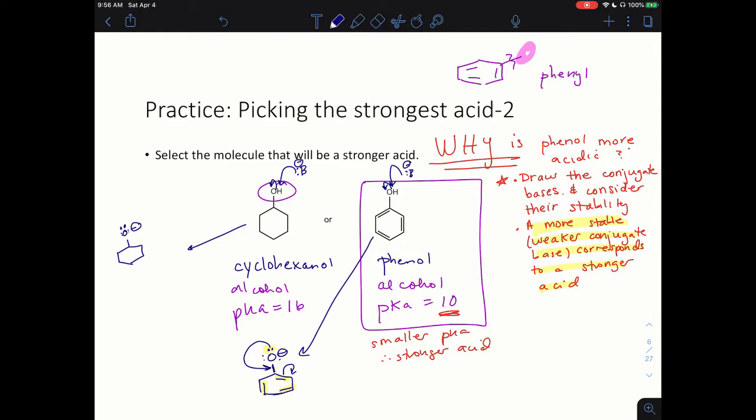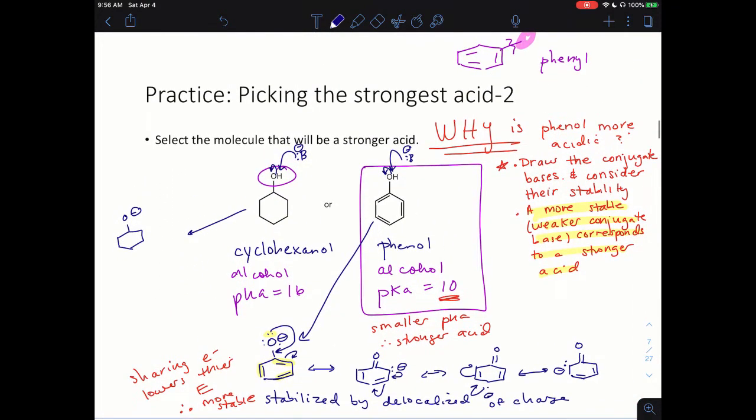Now, in fact, phenoxide, which is the name of this molecule, can be described by 3 additional resonance structures. You can pause and try to draw them if you'd like. And they look like this. So what we can see here is that the phenoxide is stabilized by delocalization of charge. The charge is spread out over 4 atoms in the ring. And as we know, in almost all cases, sharing electrons lowers their energy. It makes them more stable. And a more stable conjugate base corresponds to a stronger acid. So this explains why phenol is a stronger acid than cyclohexanol.